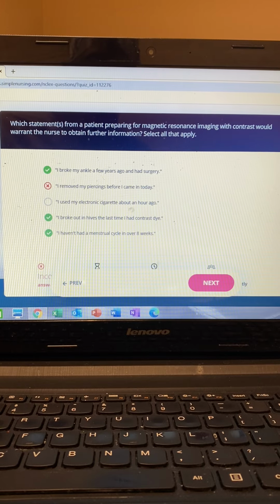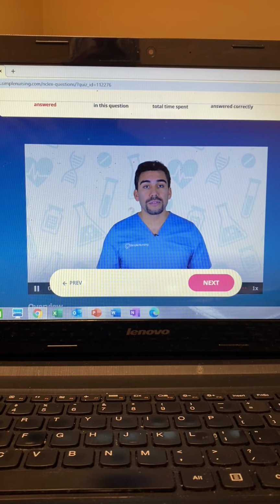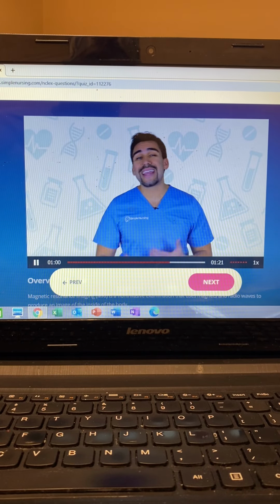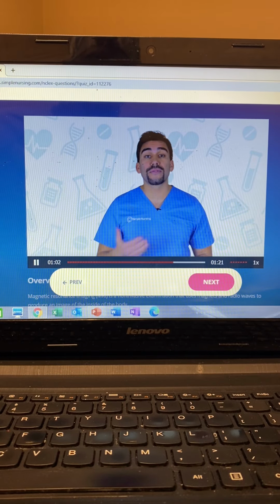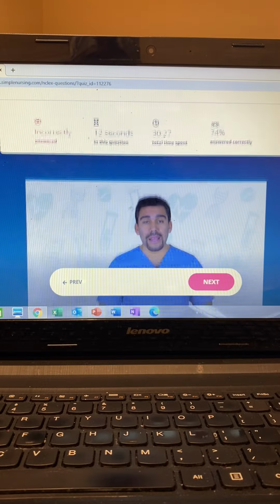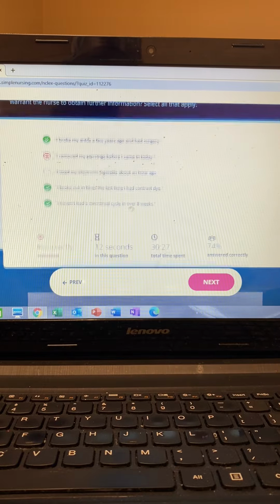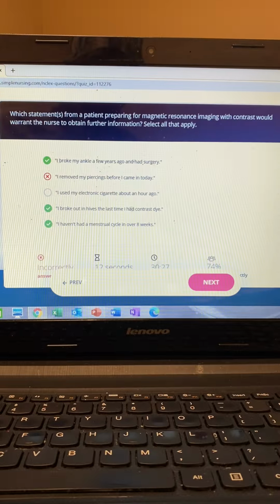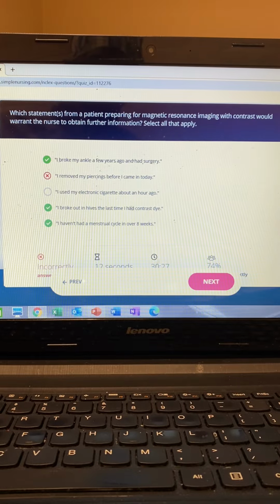Now, options number 4 and 5 we have to choose, because if a patient broke out in hives due to the dye, this might indicate an allergy, so we explore further for option 4. And lastly, option number 5 we have to choose as well, because a late cycle may indicate pregnancy. So we can't have that patient go to MRI with that contrast.